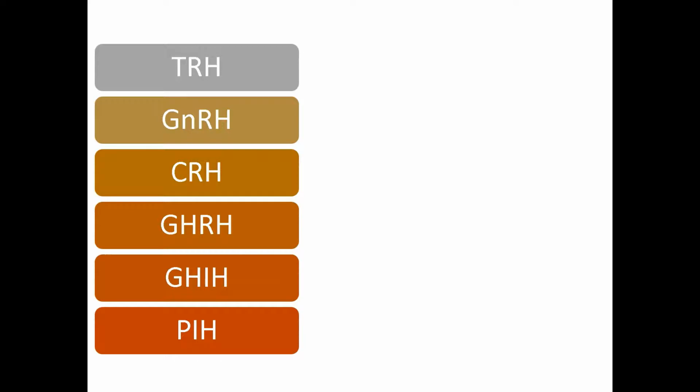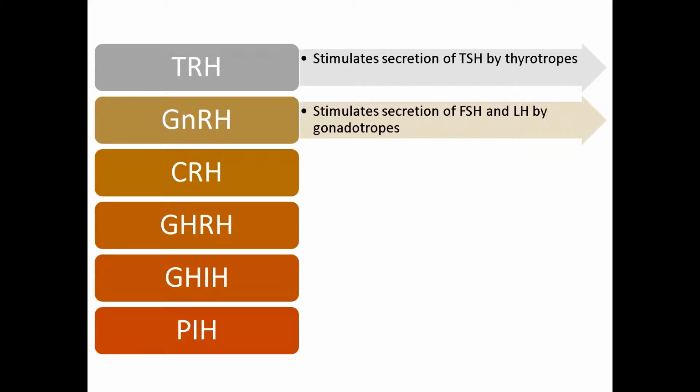These are the hypothalamic factors that control the particular cells in the anterior pituitary gland. For example, TRH stimulates secretion of thyroid stimulating hormone from the thyrotropes, while gonadotropin releasing hormone stimulates the gonadotropes to secrete follicle stimulating hormone and luteinizing hormone.